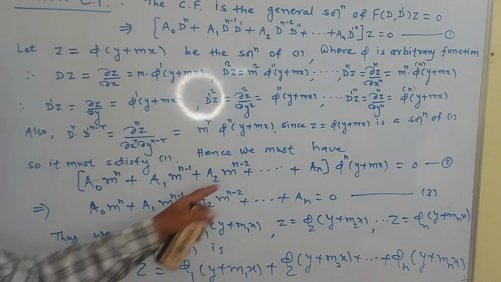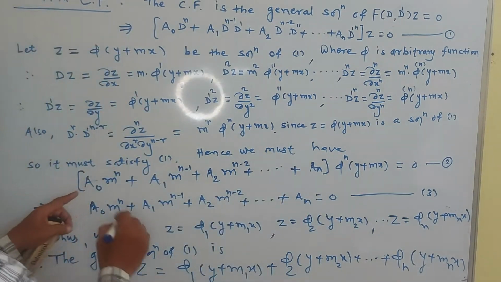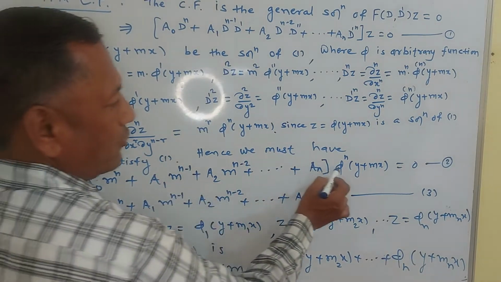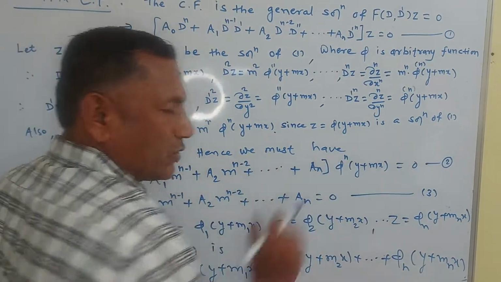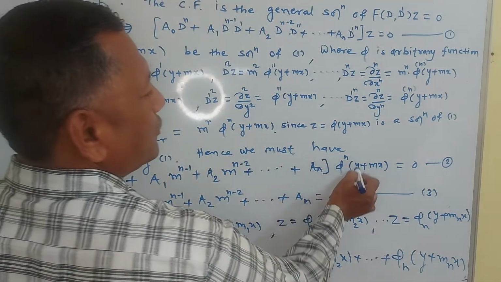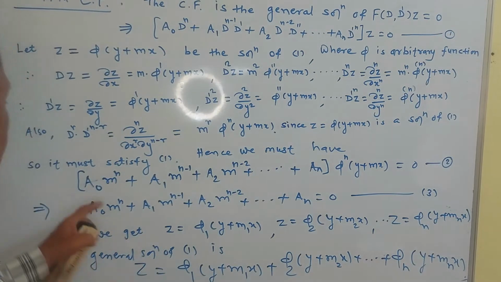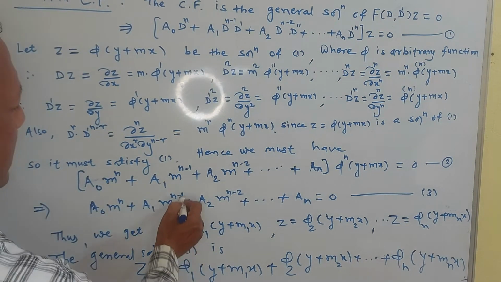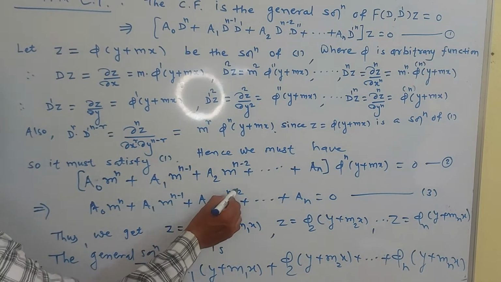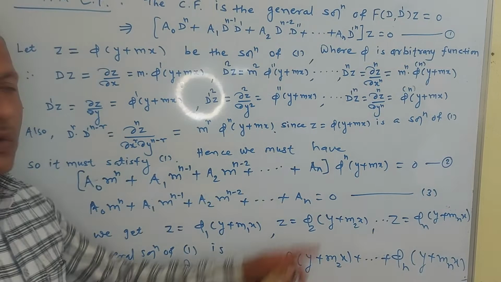Now you give this equation number 2. You observe here, this is a polynomial into 5 raised to n of y plus mx. Product of these two is equal to 0. But 5 raised to n of y plus mx is not 0. So this implies a0 m raised to n plus a1 m raised to n minus 1 plus a2 m raised to n minus 2 plus up to an is equal to 0.